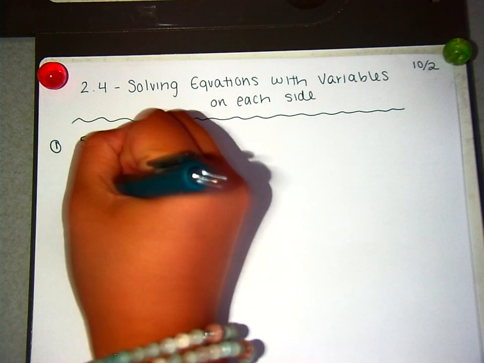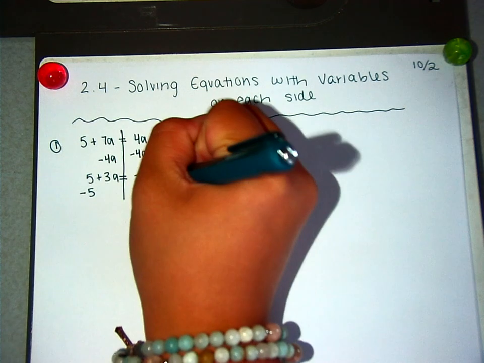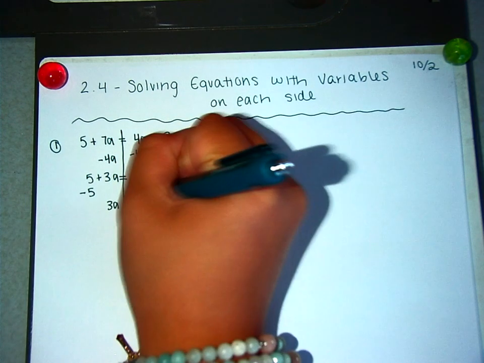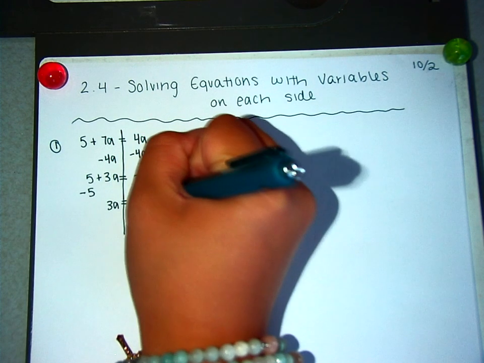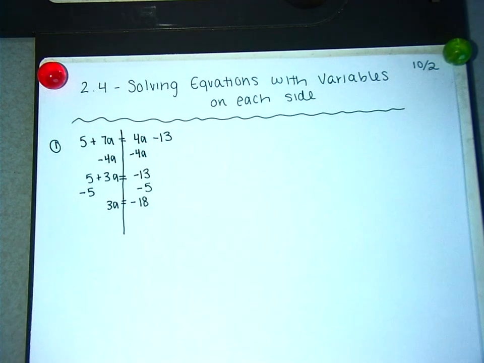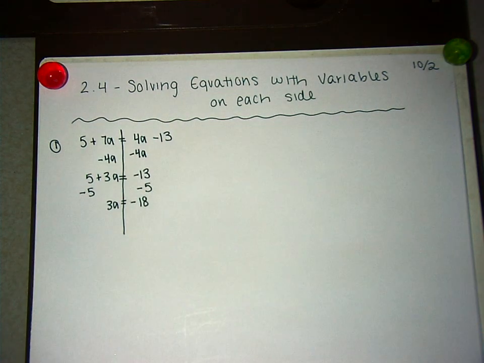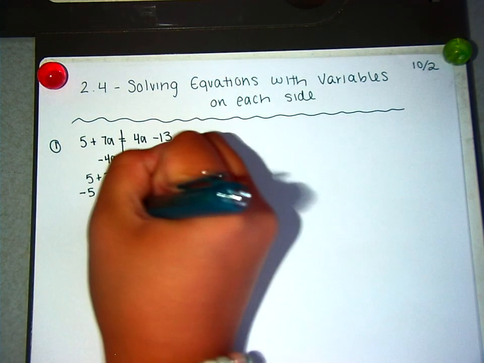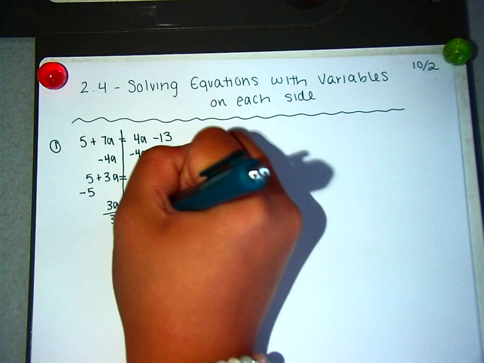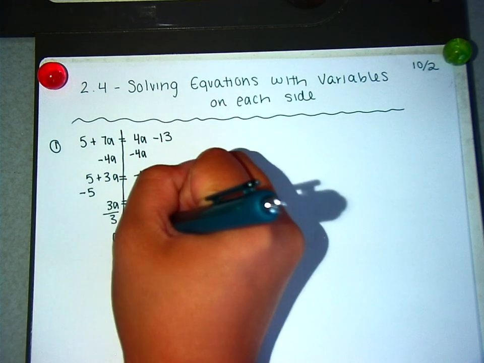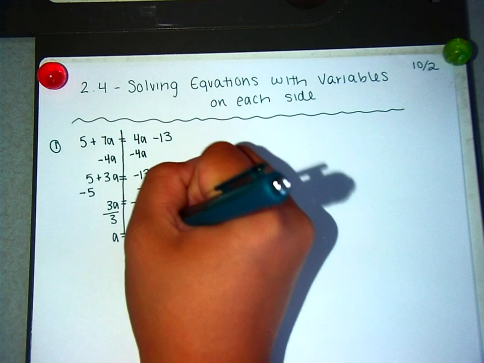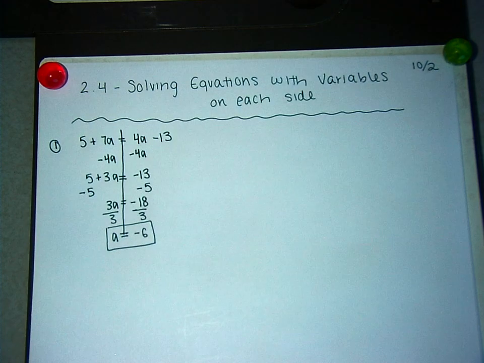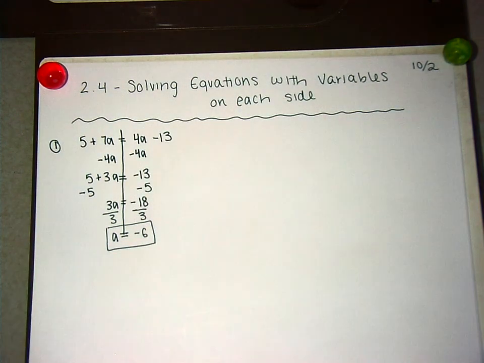So I'm going to subtract it from both sides, which leaves us 3a on the left equals negative 18 on the right. Now how do we get a by itself? Divide. So we're going to divide by 3, where we get a equals negative 6. Nice.